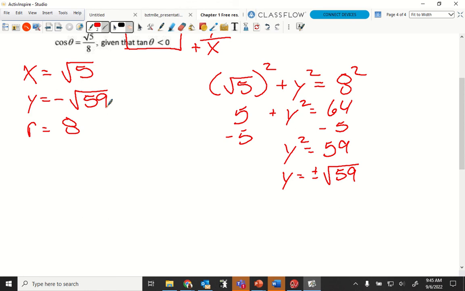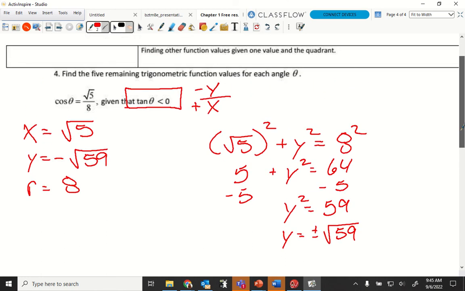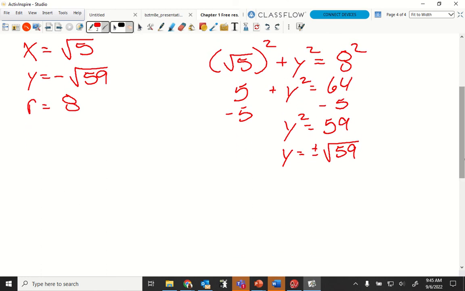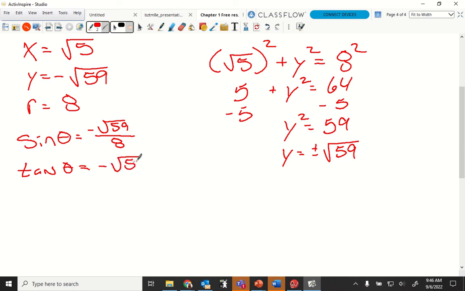So we have to find the other 5. We already have cosine. Let's do sine. What does sine represent? Y over r. So negative radical 59 over 8. We already have cosine. Next one's tangent. What is tangent? Y over x. So my value is negative rad 59 over rad 5.